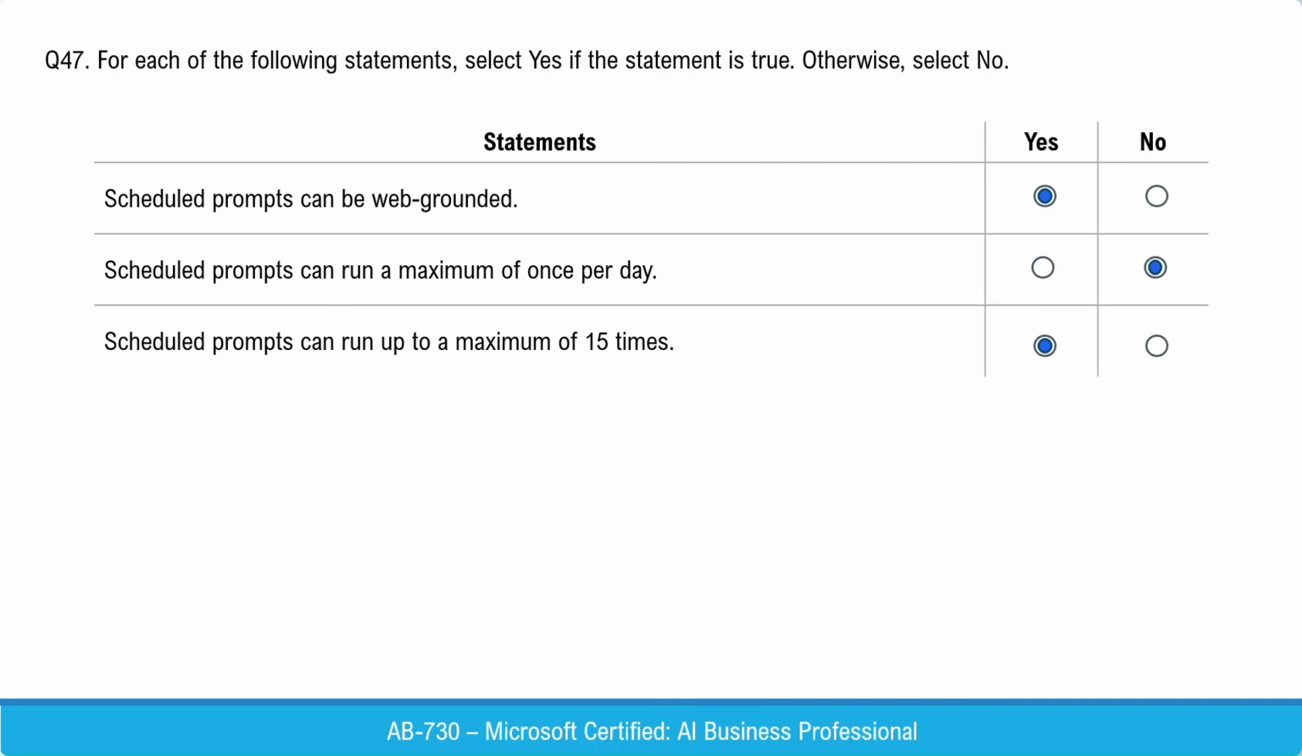This limit is designed to prevent set and forget automation, forcing users to review if the prompt is still useful or needs to be updated for changing work patterns. And this 15 run limit applies regardless of whether the schedule is daily, weekly, or monthly. So the final answers are yes, no, and yes.